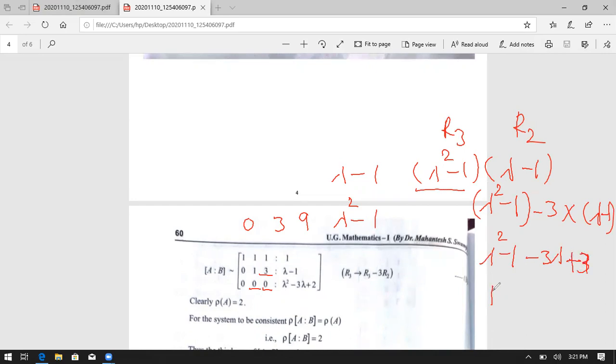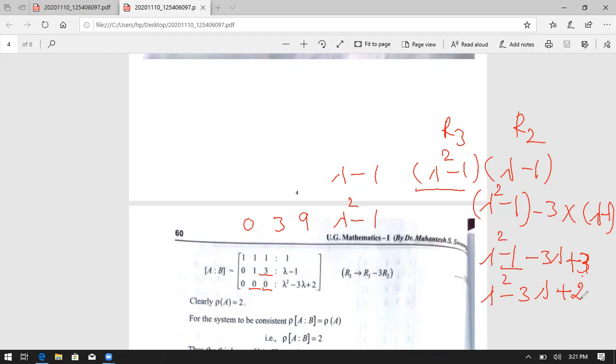Okay, finally lambda square, here minus 1 is there, here plus 3, that is the 2. That's why lambda square minus 3 lambda plus 2. Okay, this is one equation, ax square plus bx plus c, that is the quadratic equation.